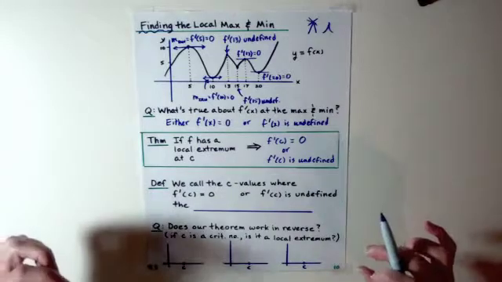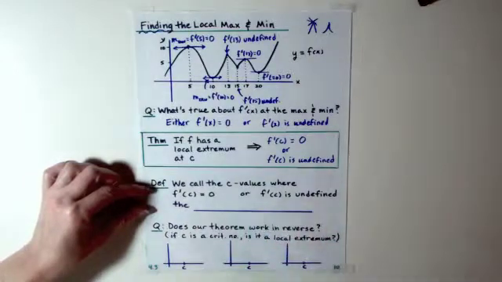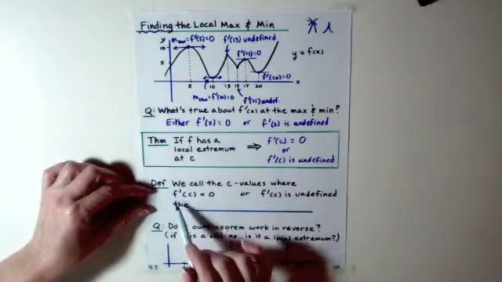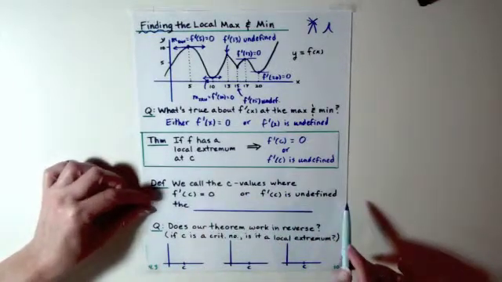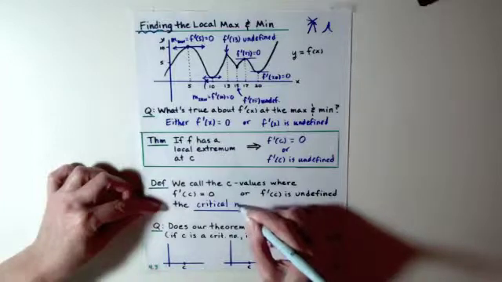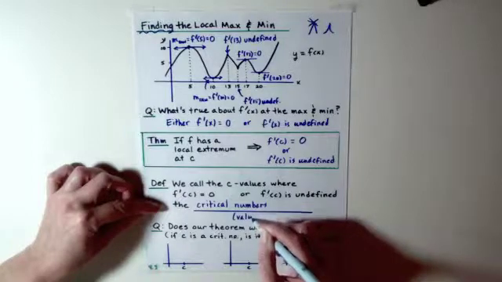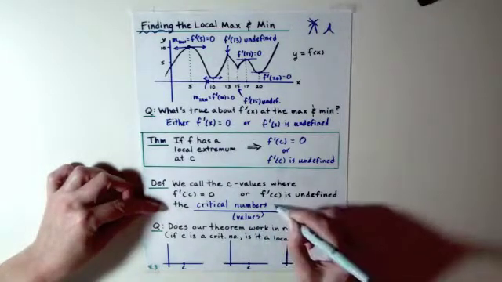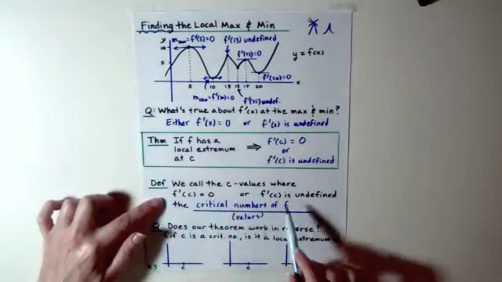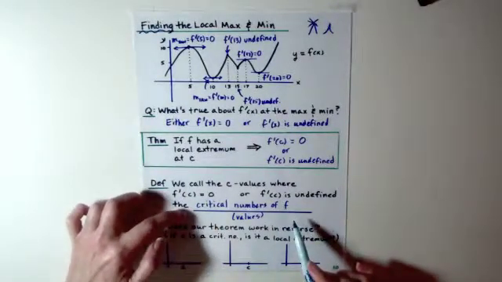Well, a definition, and we actually already used this word before, so I'm going to remind you about that as we go back to our examples 1, 2, and 3 in a moment. We call the c values where f prime of c is 0 or f prime of c is undefined the critical numbers, or sometimes they're called critical values, of the function f. So if we were to look for all the places where the derivative is 0 or where the derivative is undefined, those would be called the critical numbers of our function f.